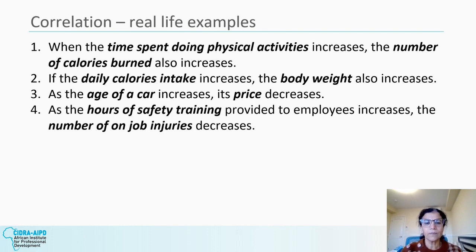Let's look at some real life examples. You will see some part of this, each example is written in bold. So they represent variables. When the time spent doing physical activities increases, the number of calories burned also increases. So these are two variables, time spent and number of calories.